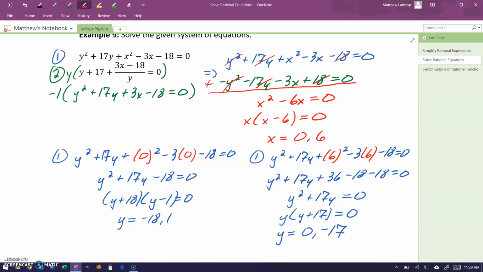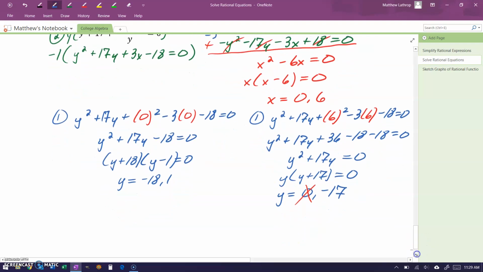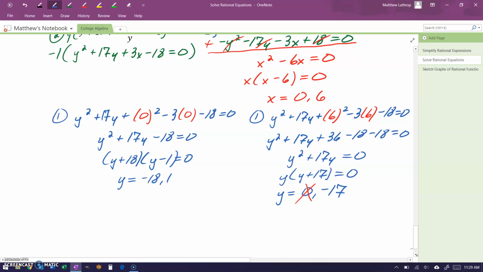If we pay attention to our problem though, we should know to throw out this value of y equal to 0, because if we look at equation 2, we have a y in the denominator, so this system of equations has a restricted value that y cannot equal 0. Again, even though we came up with that result, we have to know to throw it out based off the original problem, meaning we have in this case only three solutions.